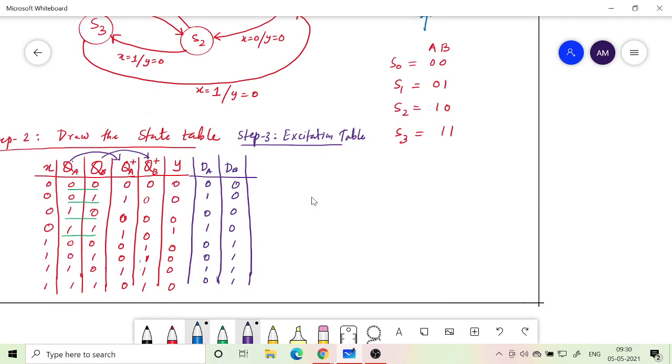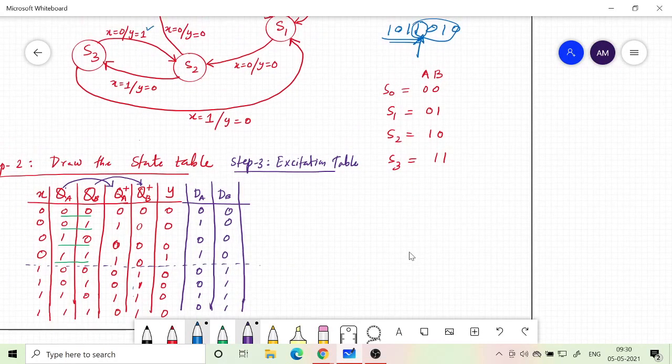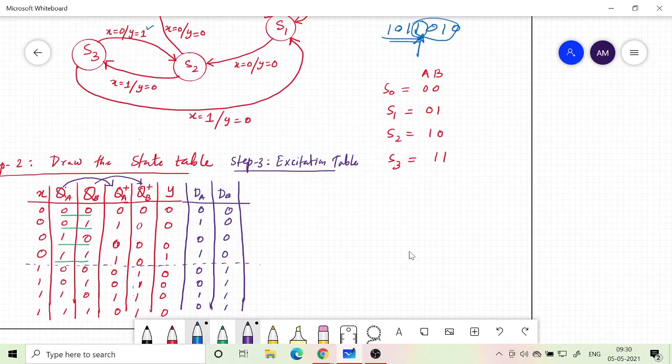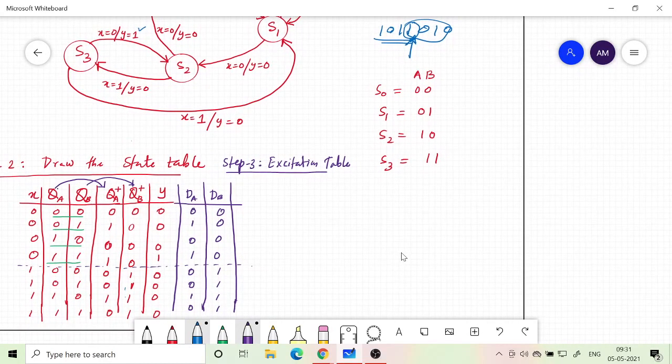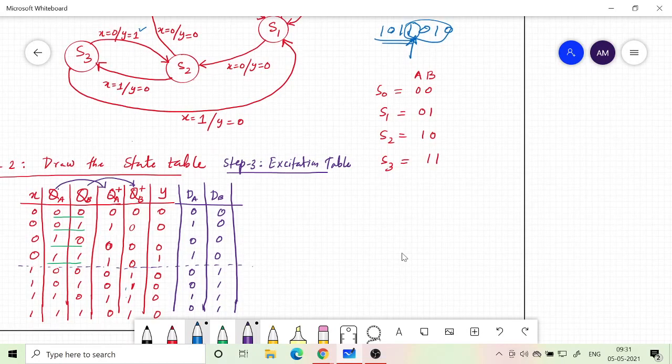Okay, so this is the input that we should give to the D flip-flop in order to get the required change of state. Okay, so first we draw the state in a state diagram, and then put in those same information of the change of state in a state table, and then now we are writing the excitation table.